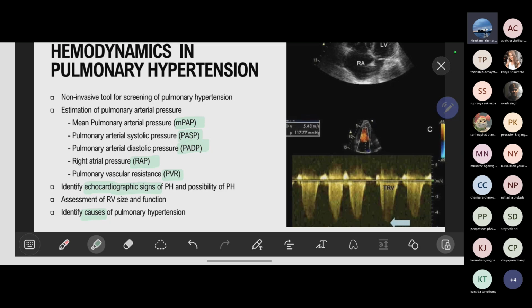And this method is a conventional method which some centers may use to assess pulmonary hypertension. So you have to know about this.